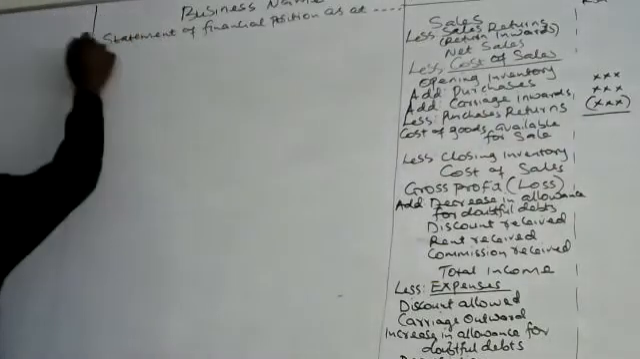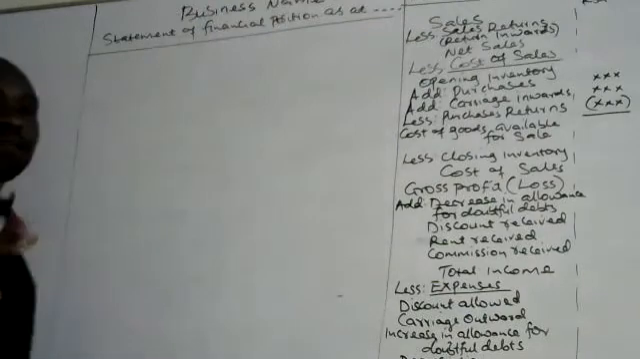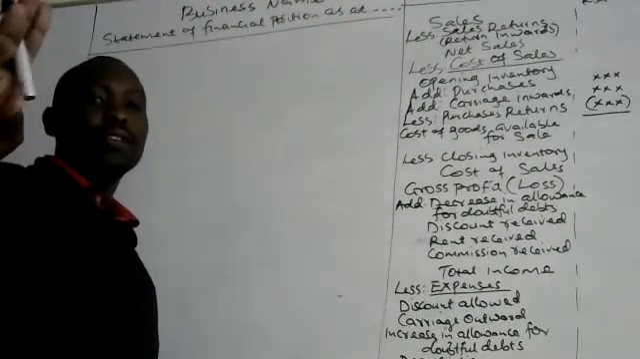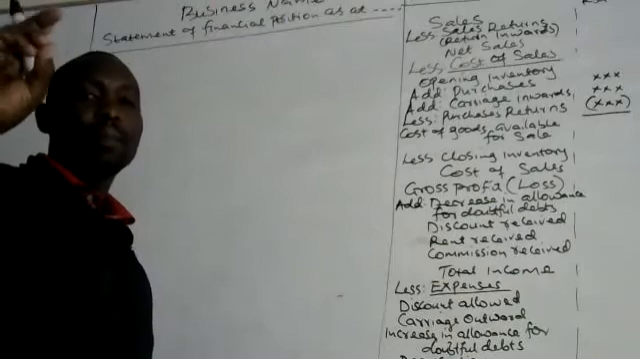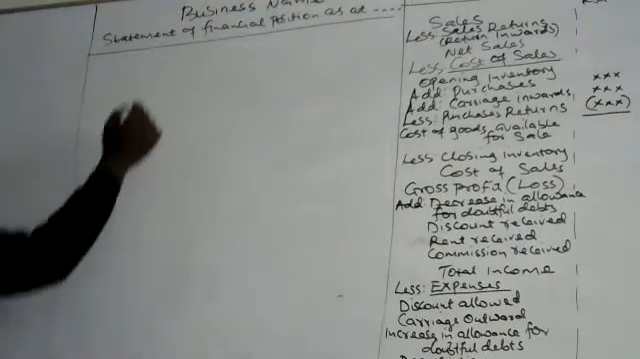Then you underline your work. Here, we have said we normally deal with three things: assets, capital, liability. So we normally start with the non-current or the fixed assets.